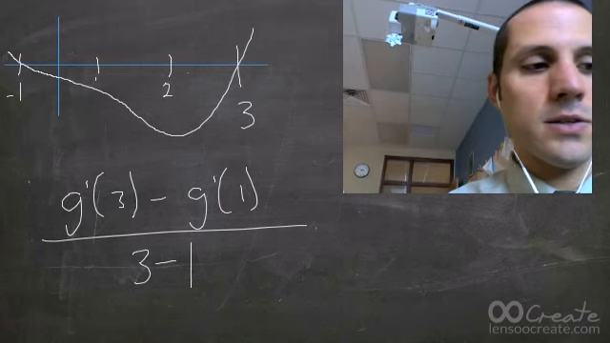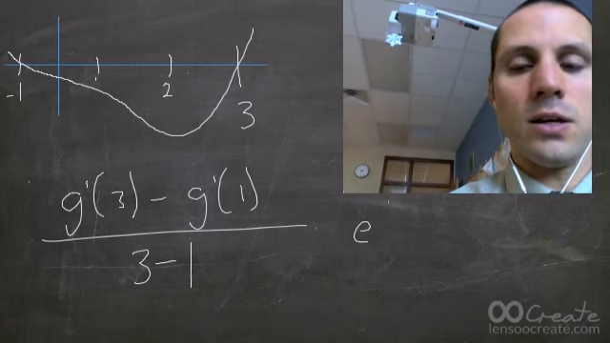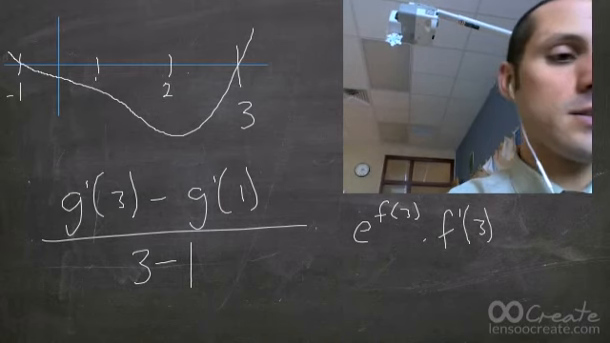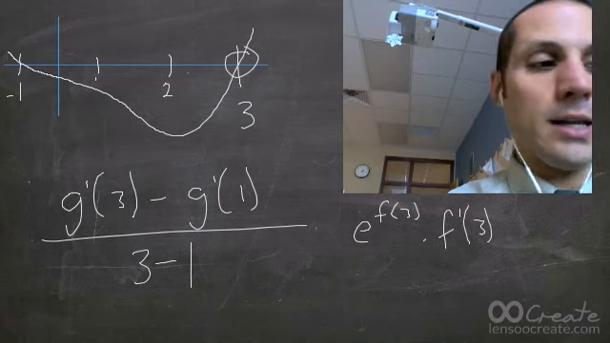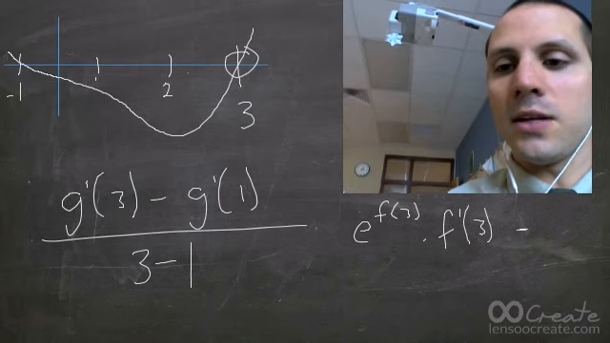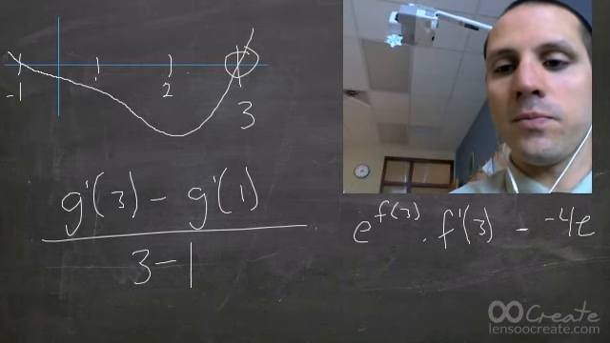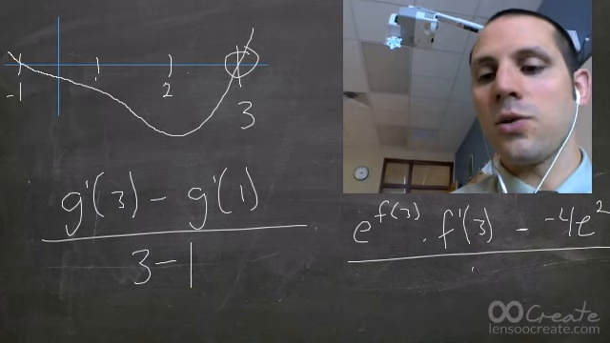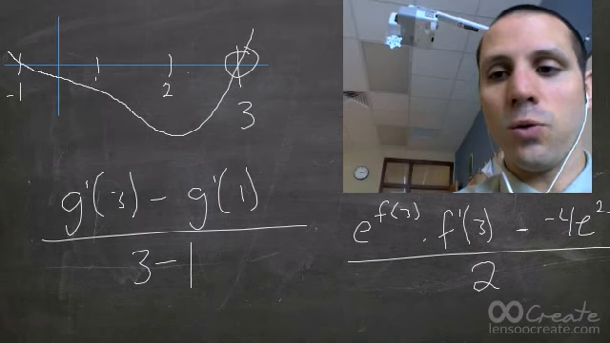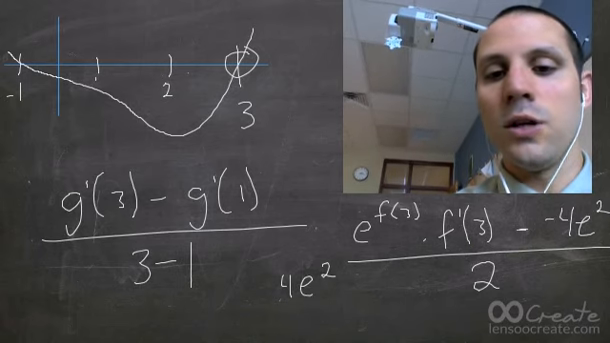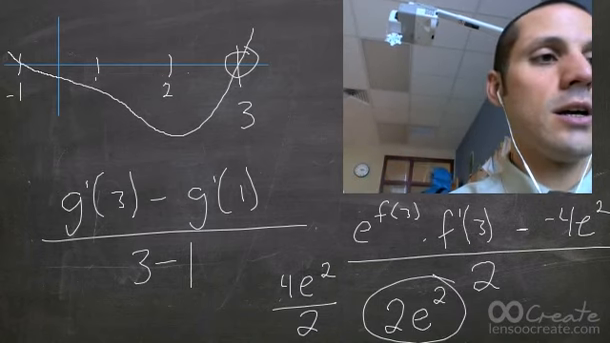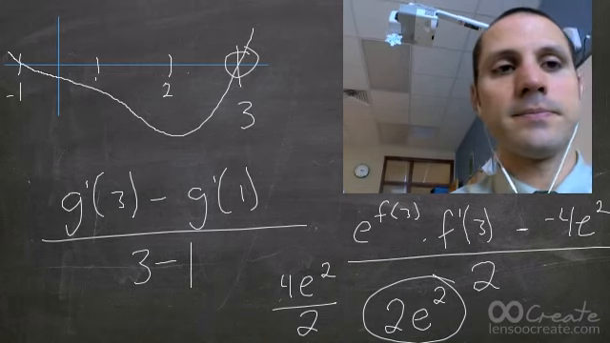G prime of 3 is e to the f of 3 times f prime of 3. F prime of 3 is 0, minus, we already did g prime of 1 above, that is negative 4e squared, divided by 3 minus 1, which is 2. So our final answer should be 4e squared over 2, or just 2e squared, should be our average rate of change of g prime.